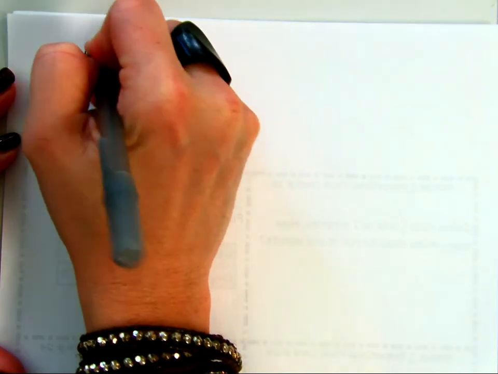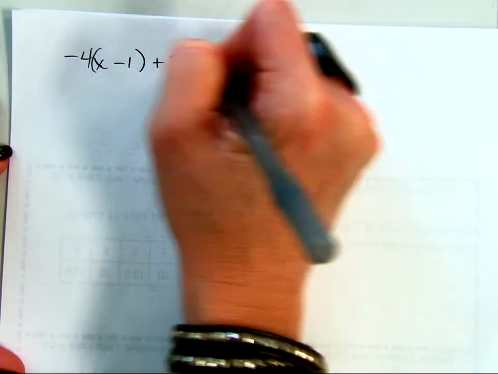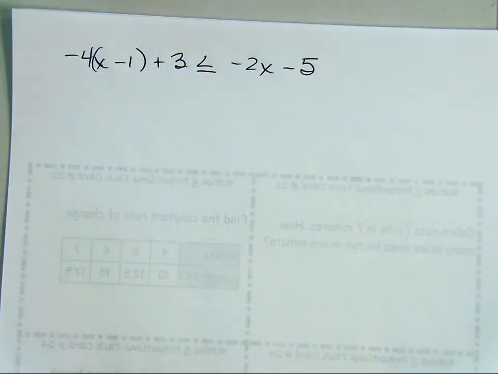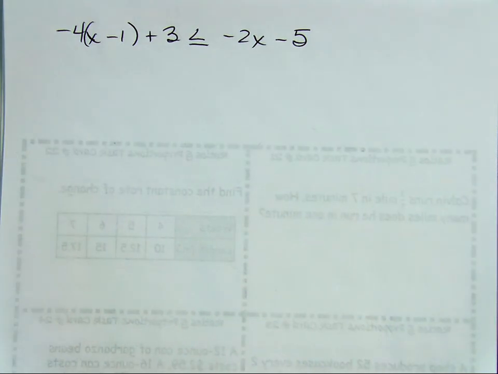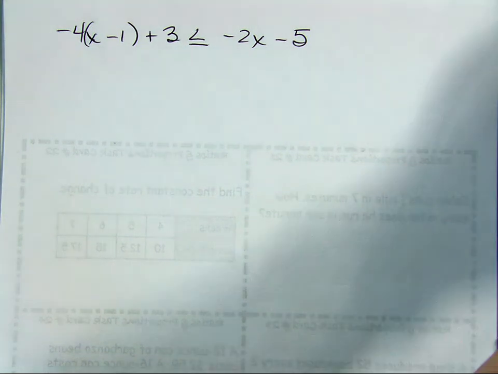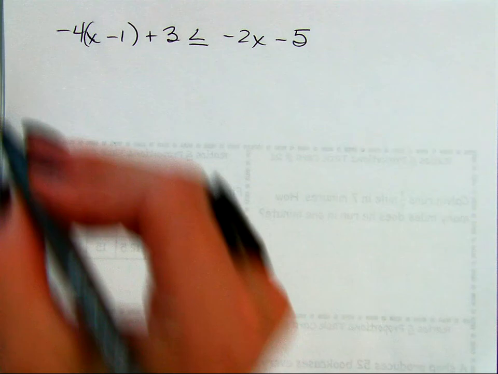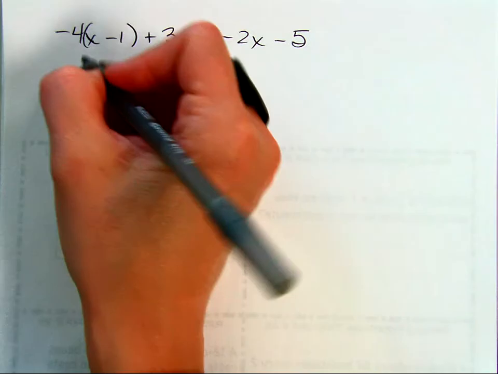Negative 4 times x minus 1, plus 3, is less than or equal to negative 2x minus 5. All right, so go ahead and work through that one, and let's see if you can get the correct answer. When you're ready, you can look up. I'll start to do some steps slowly.